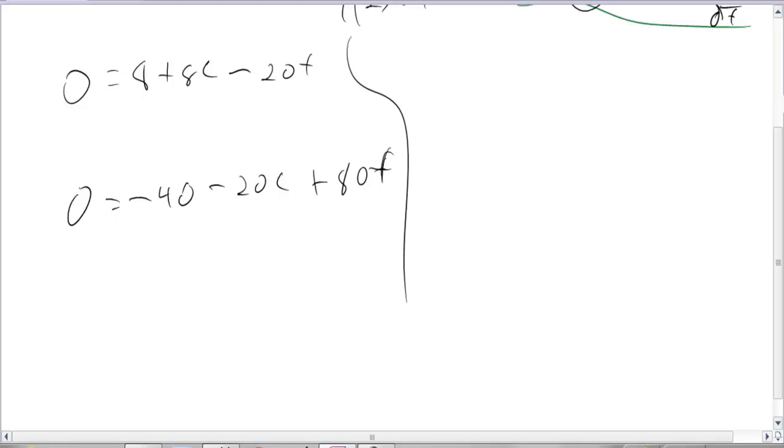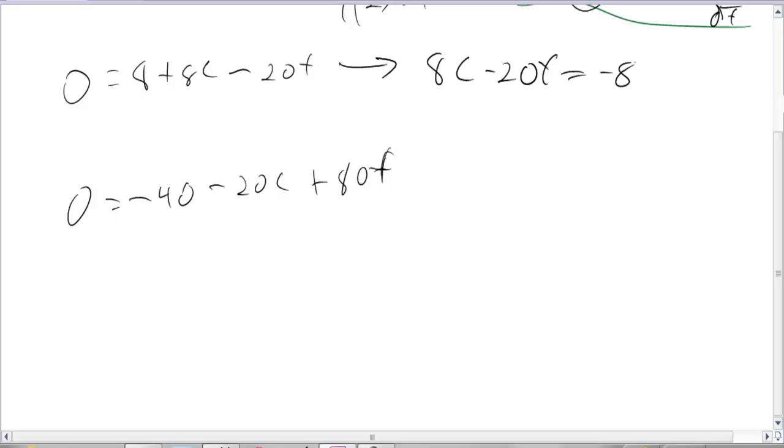Don't lose sight of the entire purpose of Chapter 2. Do we want to use the substitution technique? Do we want to use the elimination technique? If it's linear, can we just throw it into a graphing calculator and let it do reduced echelon form for us? What I hope you see is that everything's linear. So I'm going to put it in a form so the graphing calculator can pop it out. The first equation becomes 8c minus 20f equals negative 8. The second equation becomes negative 20c plus 80f equals 40.